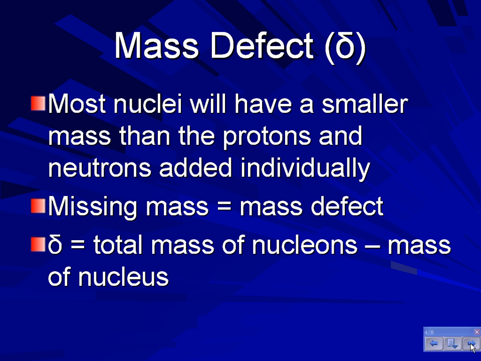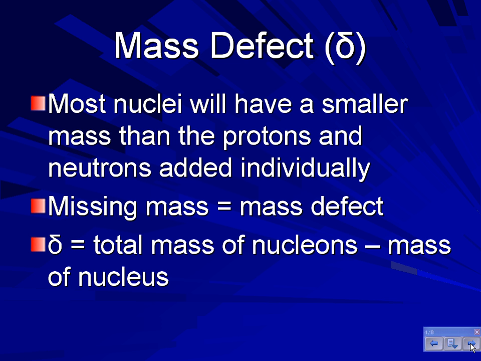So if the mass is different, the question then comes, where did it go? What happened to that mass? It turns into energy. And what's that energy doing? Holding the nucleus together. Okay? The missing mass is the energy needed to hold that nucleus together. And what Einstein told us is that mass and energy are interchangeable.